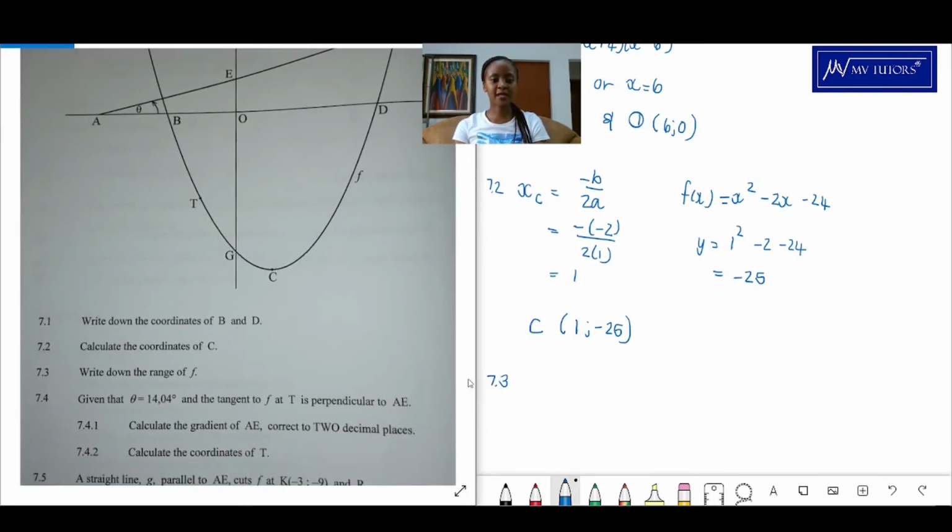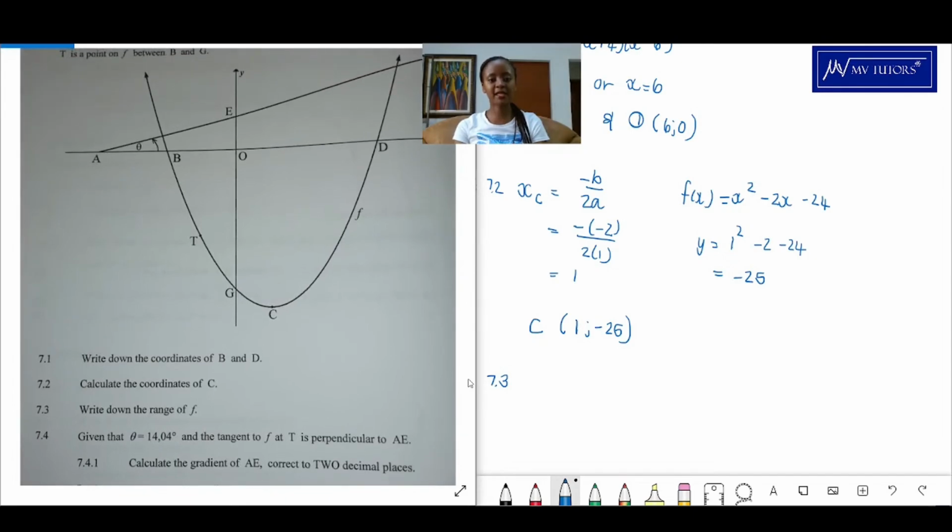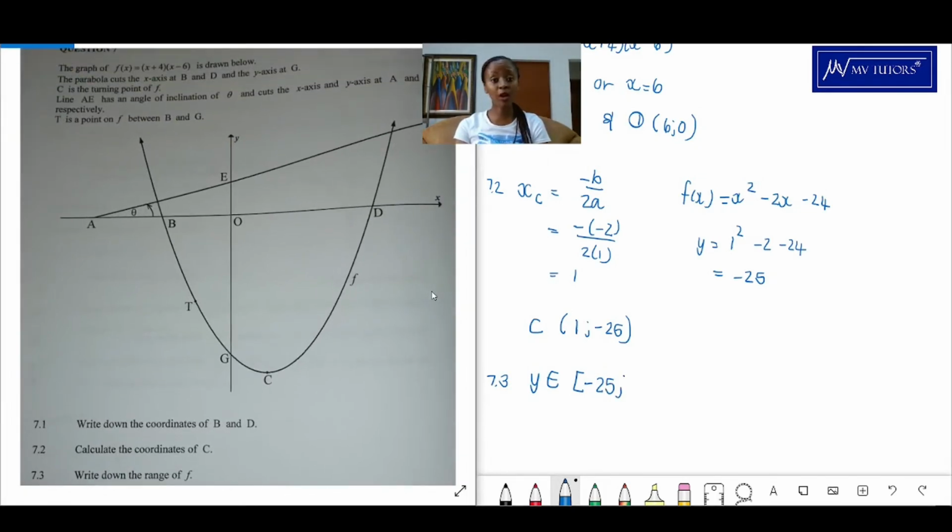Now let's see what 7.3 wants. It wants us to write down the range of f. You know that C is your minimum, so y is an element of the minimum, which is -25, and the maximum can go on and on, so we're going to have infinity. Remember, with the infinity sign, it must always be accompanied by a round bracket. Please do not put a square bracket, because you don't know exactly what the value of infinity is.